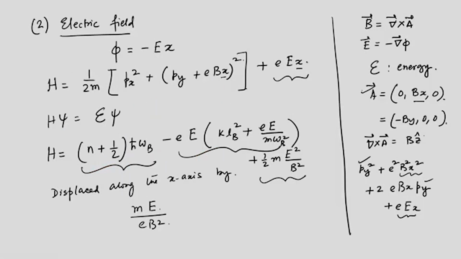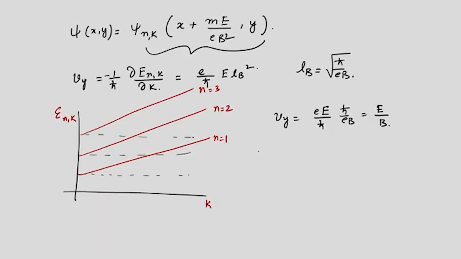The energy that you see here, this is the energy, not the Hamiltonian. This is a function of n and k, and this energy can be viewed as the following. So epsilon_nk consists of 3 terms. One is, of course, that of an oscillator: (n plus half) ħ ω_B is that of a harmonic oscillator, which we have seen earlier.